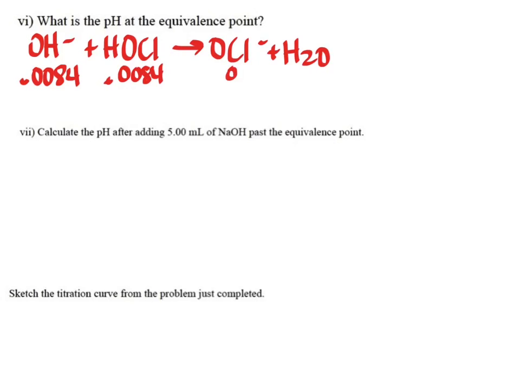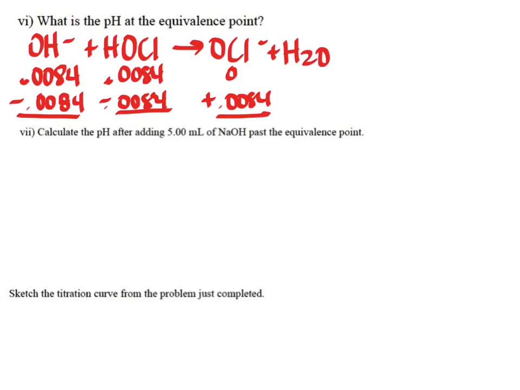And we have a 0. Subtract from both sides. Or subtract and add. And after the war, what is left standing is OCl minus.